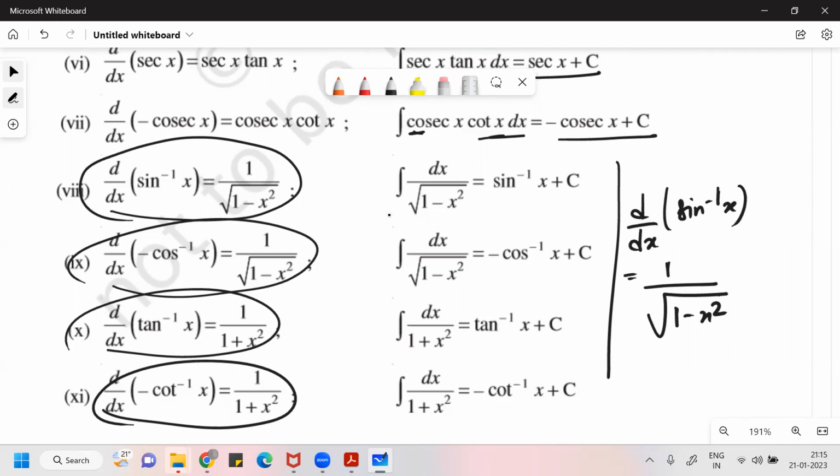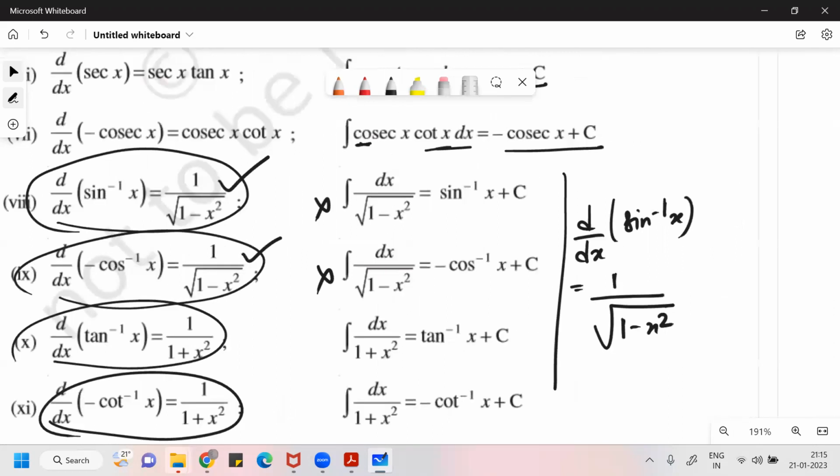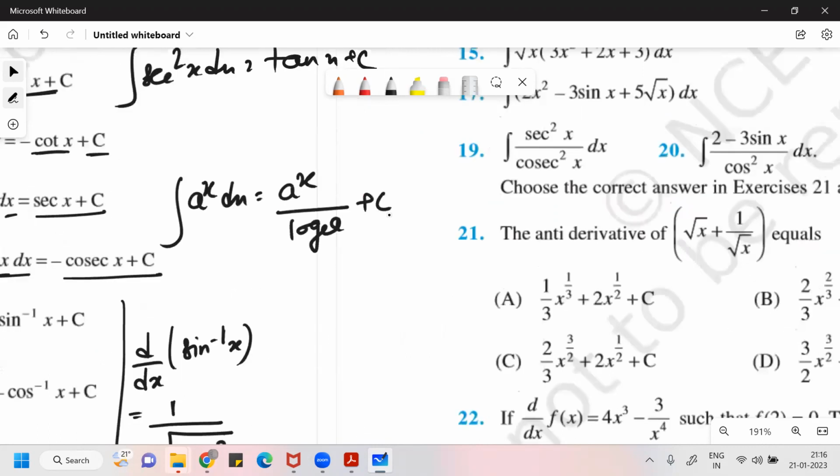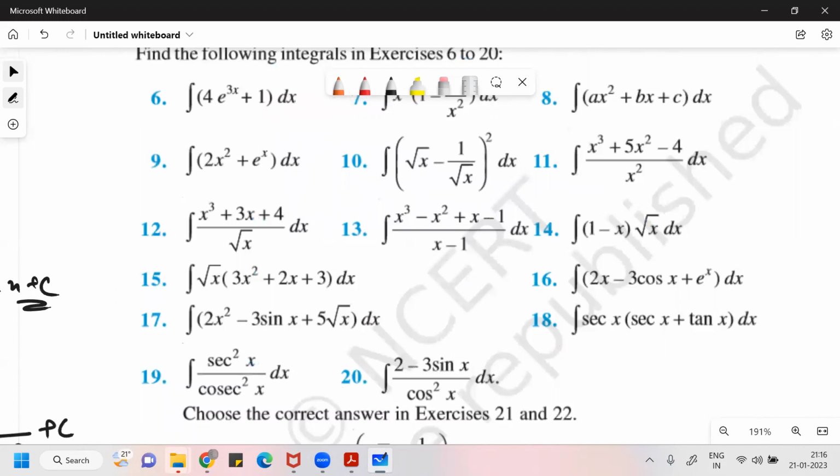So the inverse of that you can remember in integration. This looks easier than the other, so I prefer that you remember this. While solving the question, this will become much easier for us. Similarly, the integration of a to the power x dx is a to the power x by log base e of a, plus c. If you know this, then solving the questions will not be difficult for you.